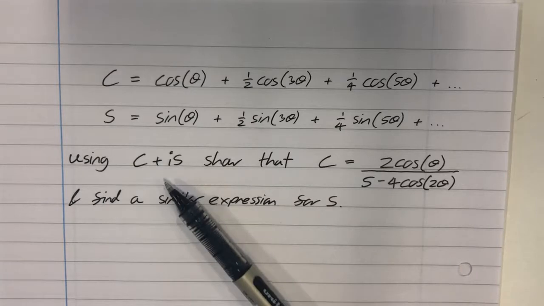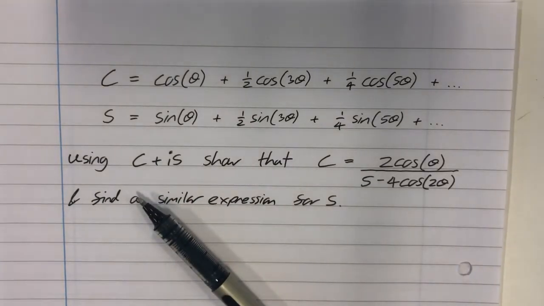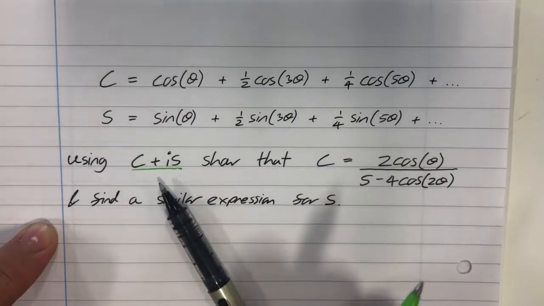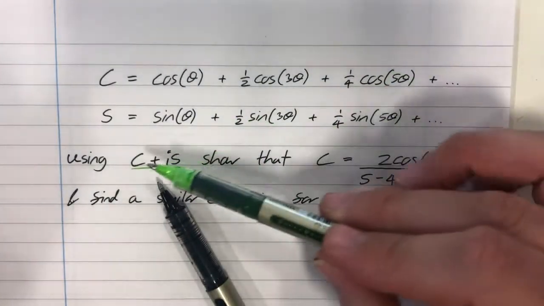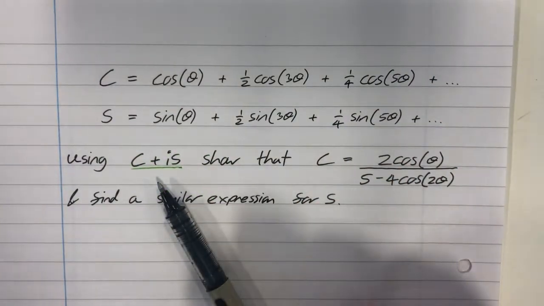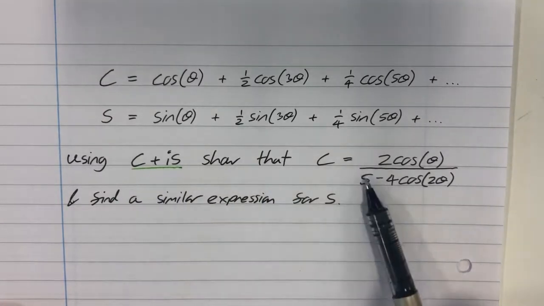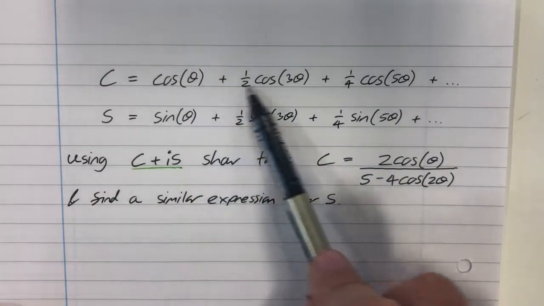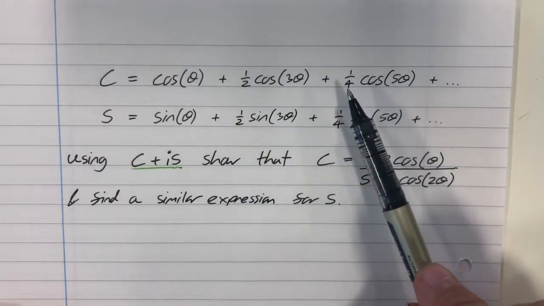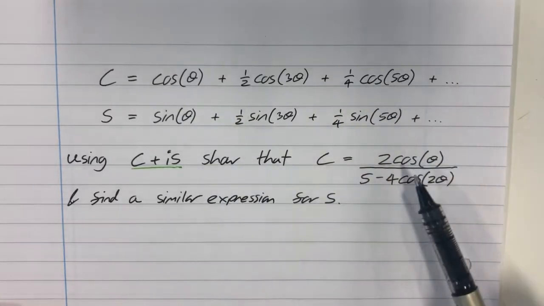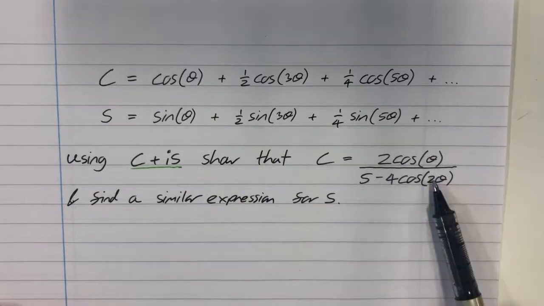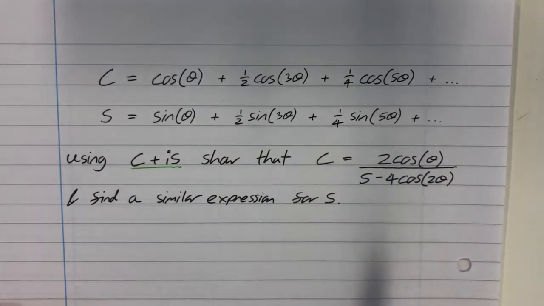And in these questions, we're always dealing with the combination C plus iS. Sometimes the question won't specifically use that, but in these questions it is always C plus iS. So we can use C plus iS to show that C is actually equal to this thing. This is an infinite series, but it's actually just equal to that. I'm going to introduce a technique on how to get to that in this video, and then there's also a very similar expression for S, which the question's asked us to do.